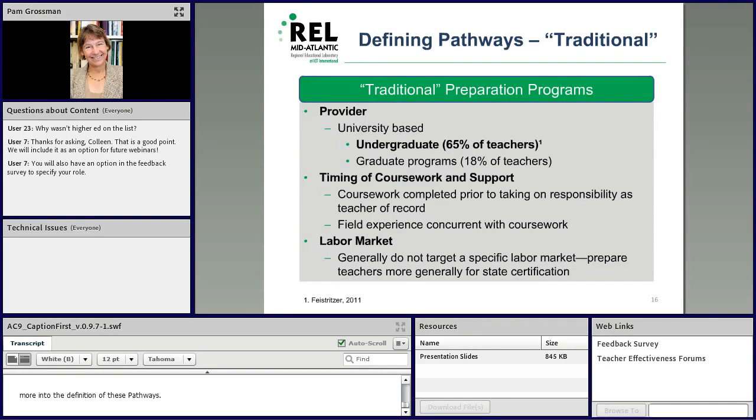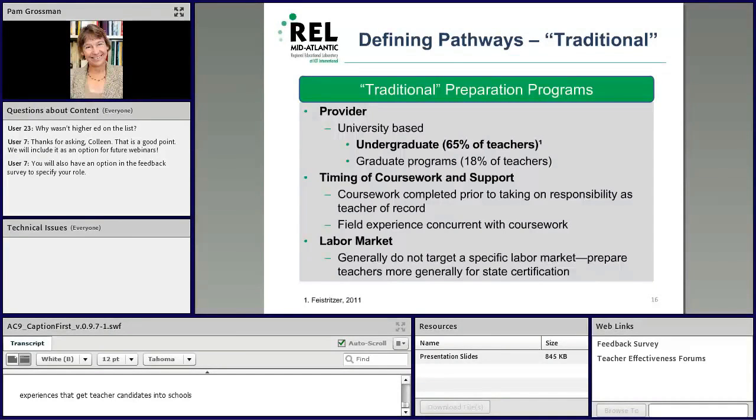So let's go a little bit more into the definition of these pathways. As I said, the traditional teacher preparation programs are generally provided by universities. 65% of these programs are at the undergraduate level, and a little less than 20% are at graduate programs. There are also some five-year programs that span the undergraduate and graduate programs. In what are more traditional programs, the coursework is completed prior to the teacher being certified and taking on responsibility as a teacher of record. And people often get field experiences concurrent or following that coursework. So field experience includes things like student teaching, early field experiences, a whole range of experiences that get teacher candidates into schools.